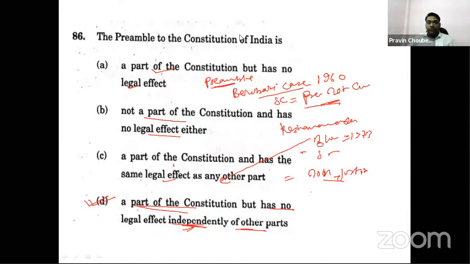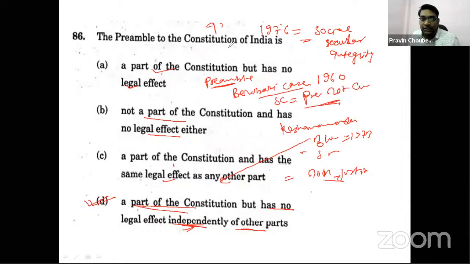So you should prepare about the preamble. You know, the preamble was amended only one time, in 1976, when 3 terms were added: socialist, secular and integrity. These 3 words were inserted in the preamble by the 42nd amendment in 1976. So the preamble is again an unexpected area; UPSC asked a lot of questions from there this time.